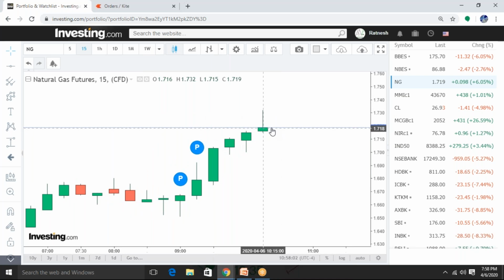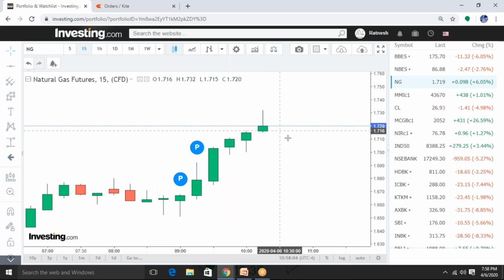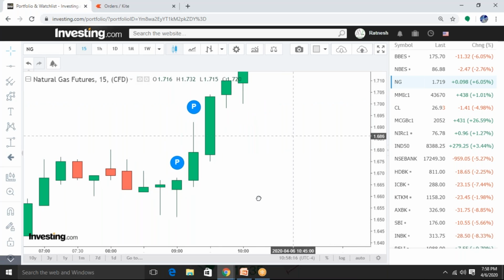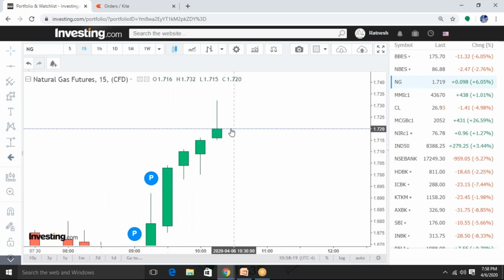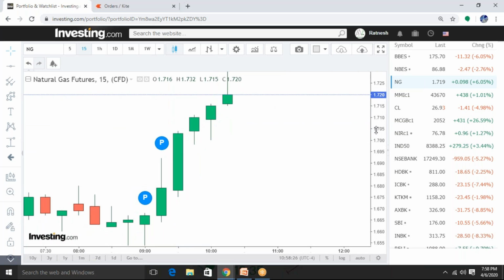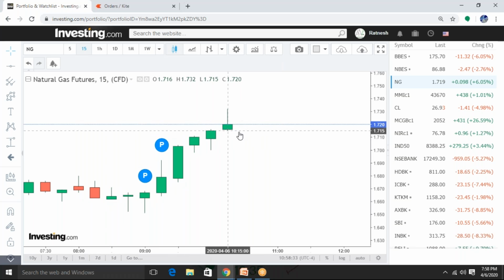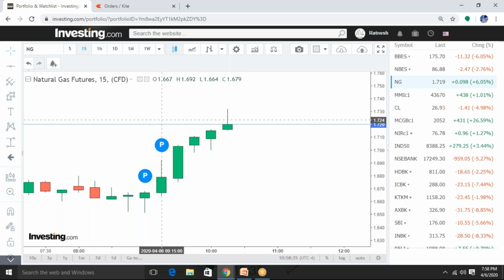Is it fine, sir? Where is the shooting star? It is currently running live, so we have to wait for the closing. For timing, it looks almost like a shooting star. If a shooting star candle is followed by a confirmation candle, then we can expect a fall in natural gas. This is the USA market. Currently our market is closed, so you can observe after 1 hour what is happening.